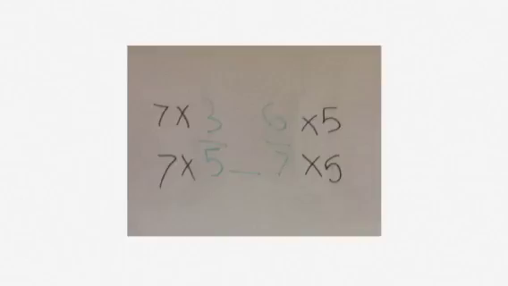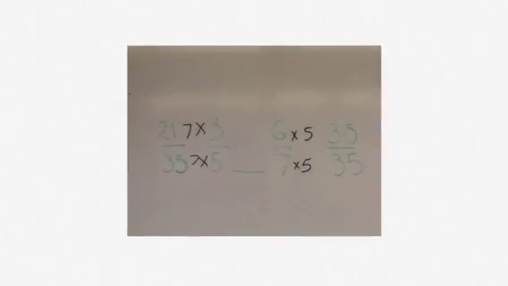So you get 7 times 5, 7 times 3, and 5 times 6 and 5 times 7. When you multiply 7 by 3 and 7 by 5, you get 21 over 35. And when you multiply 6 by 5, you get 30, and 7 times 5 is 35.